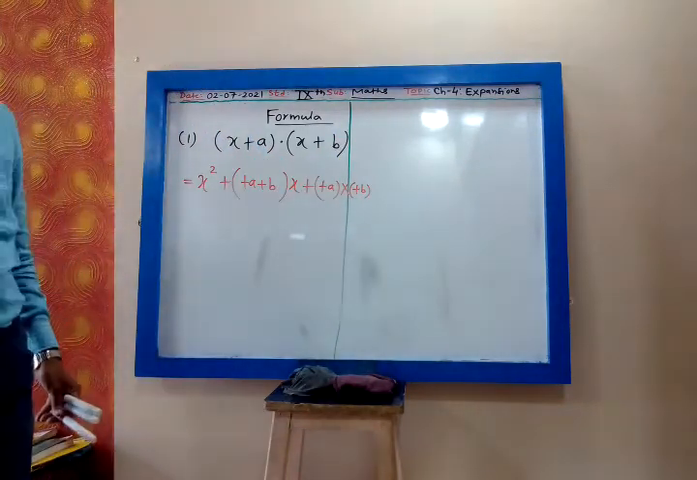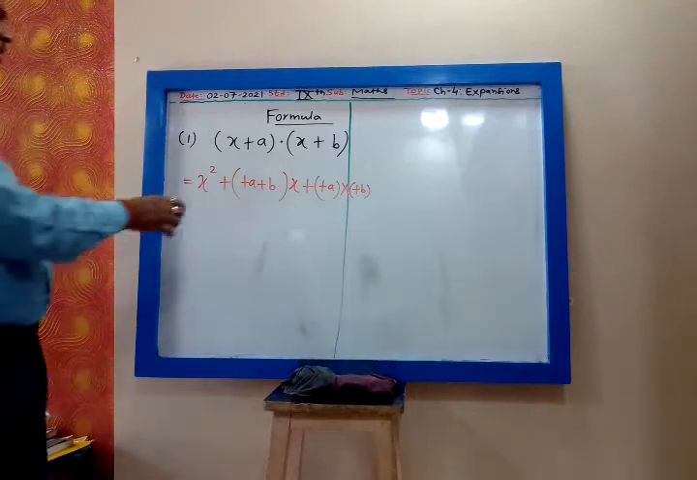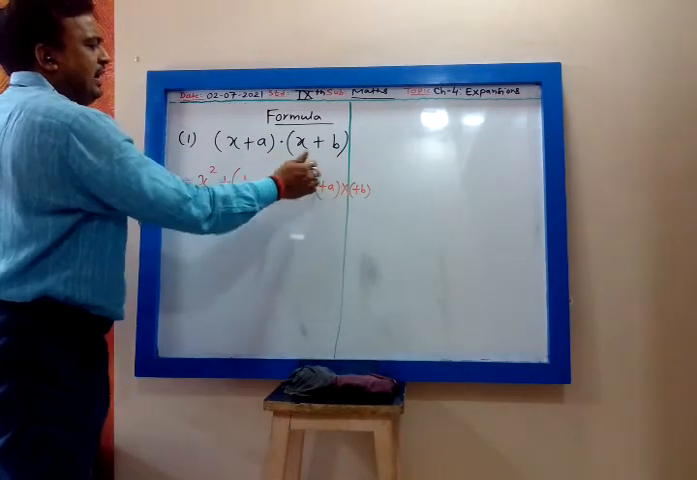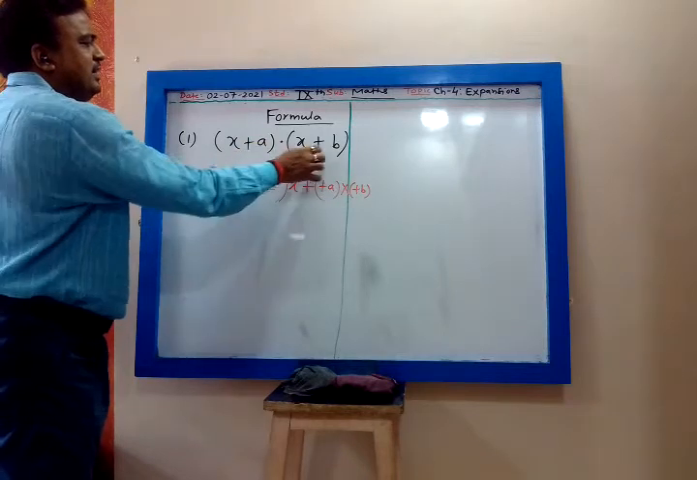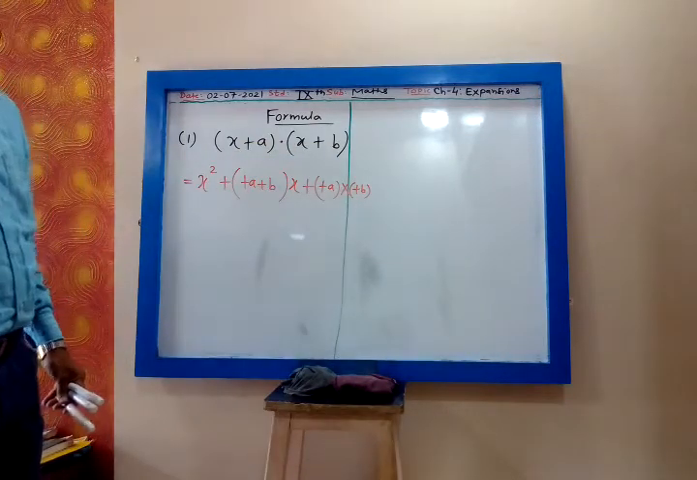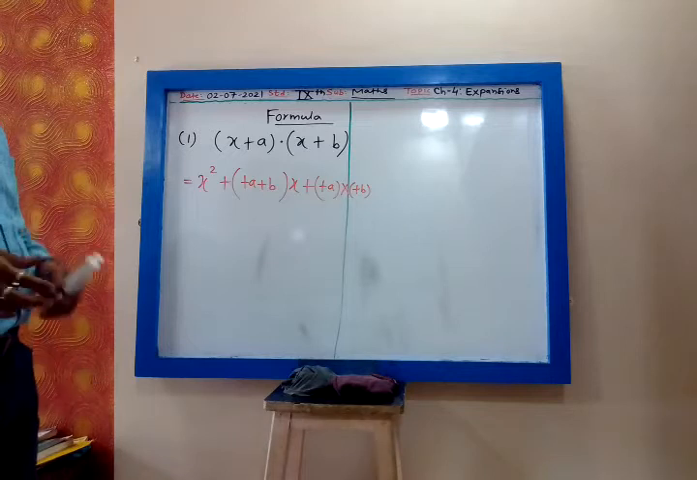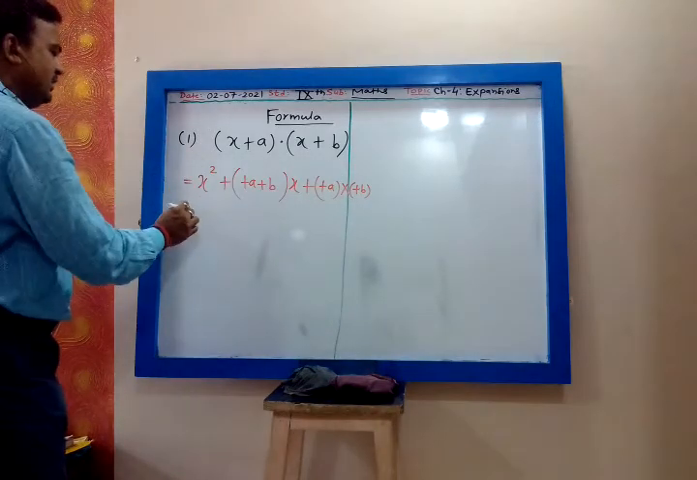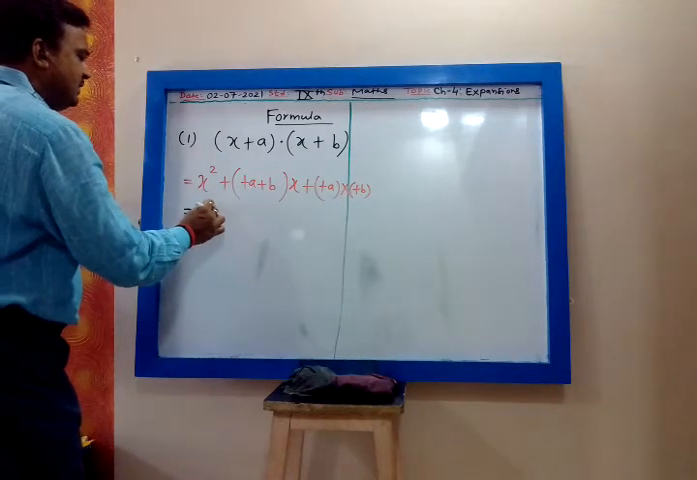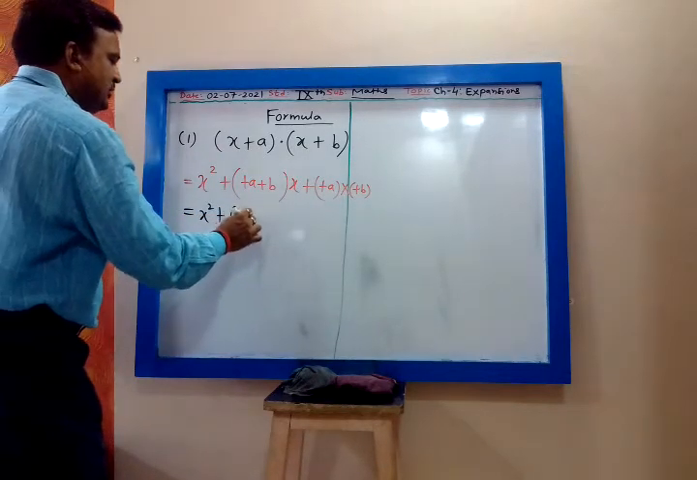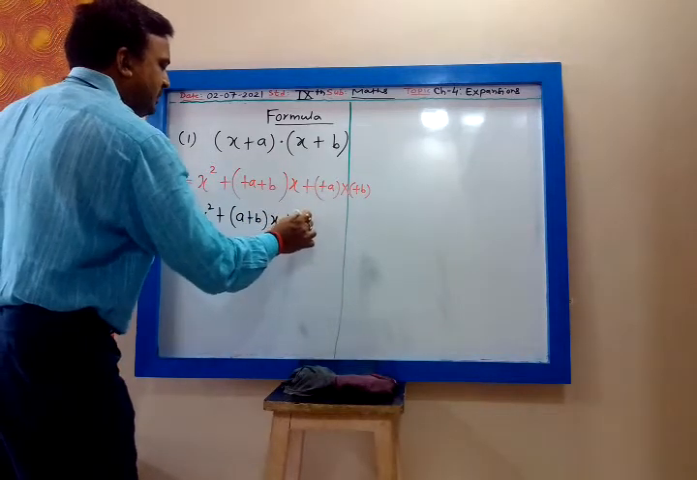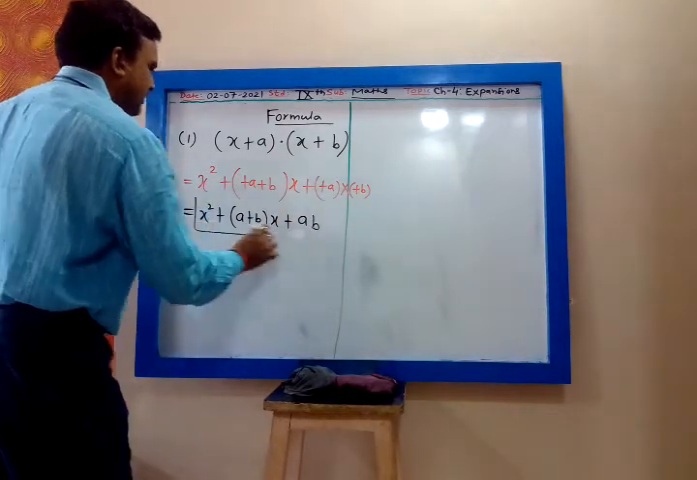Any expression whichever is given, in between you have to add the numbers with their sign, and last you have to multiply the numbers with their sign. So this will become x square plus a plus b into x plus a into plus b will be plus ab. So this is the answer, that's all.